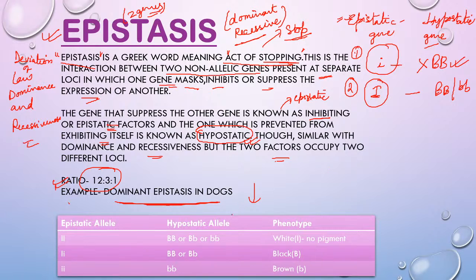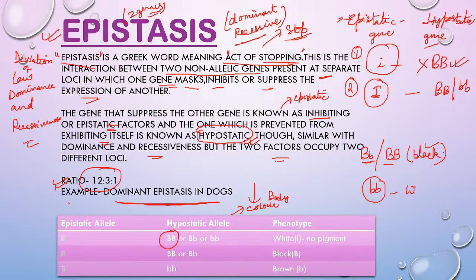So what happens? This is the body color of the dog. Let us go for the body color. Capital B is encoding for black color. When there is a presence of capital B, there will be black dogs. Or if capital B small b is present, then it is a heterozygous condition, and the dogs will also be black in color. When there will be small b, the dogs will be white in color. A very simple cross. When there is the recessive variety, the dog will be white. When there is the dominant variety, the dog will be black, right?